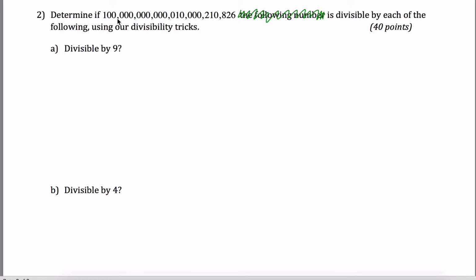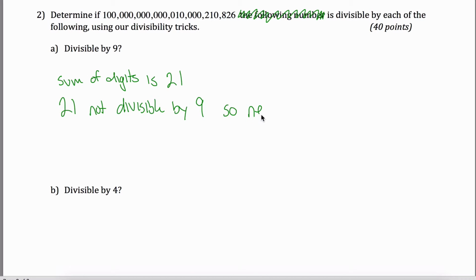Divisible by 9? No. Well, maybe. Let's sum the digits. Sum of digits is, 1, 2, 3, 4, 5. There's 10, so I'm up to 15, and 6 more gives me 21. Sum of the digits is 21. 21 is not divisible by 9. So neither is this number.